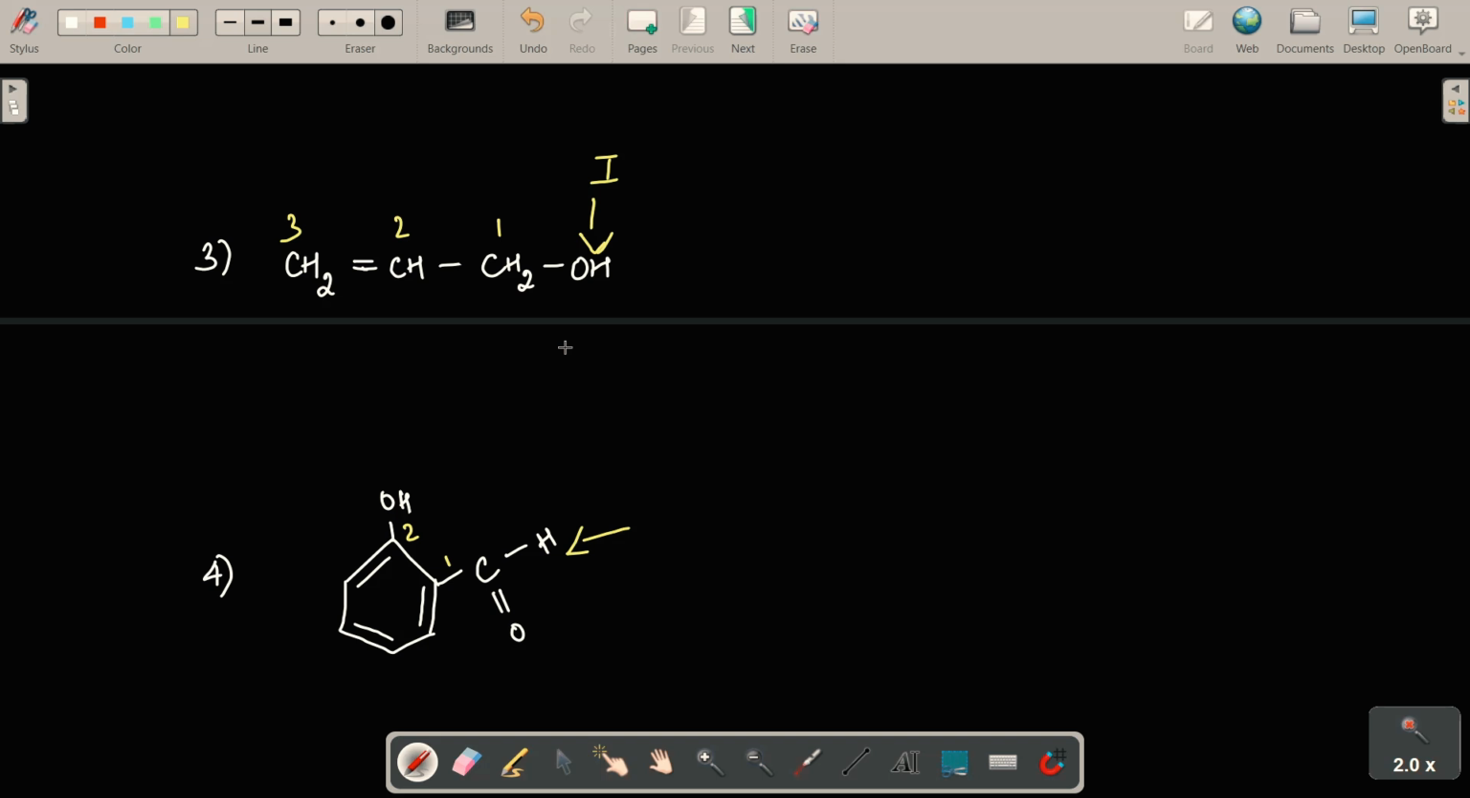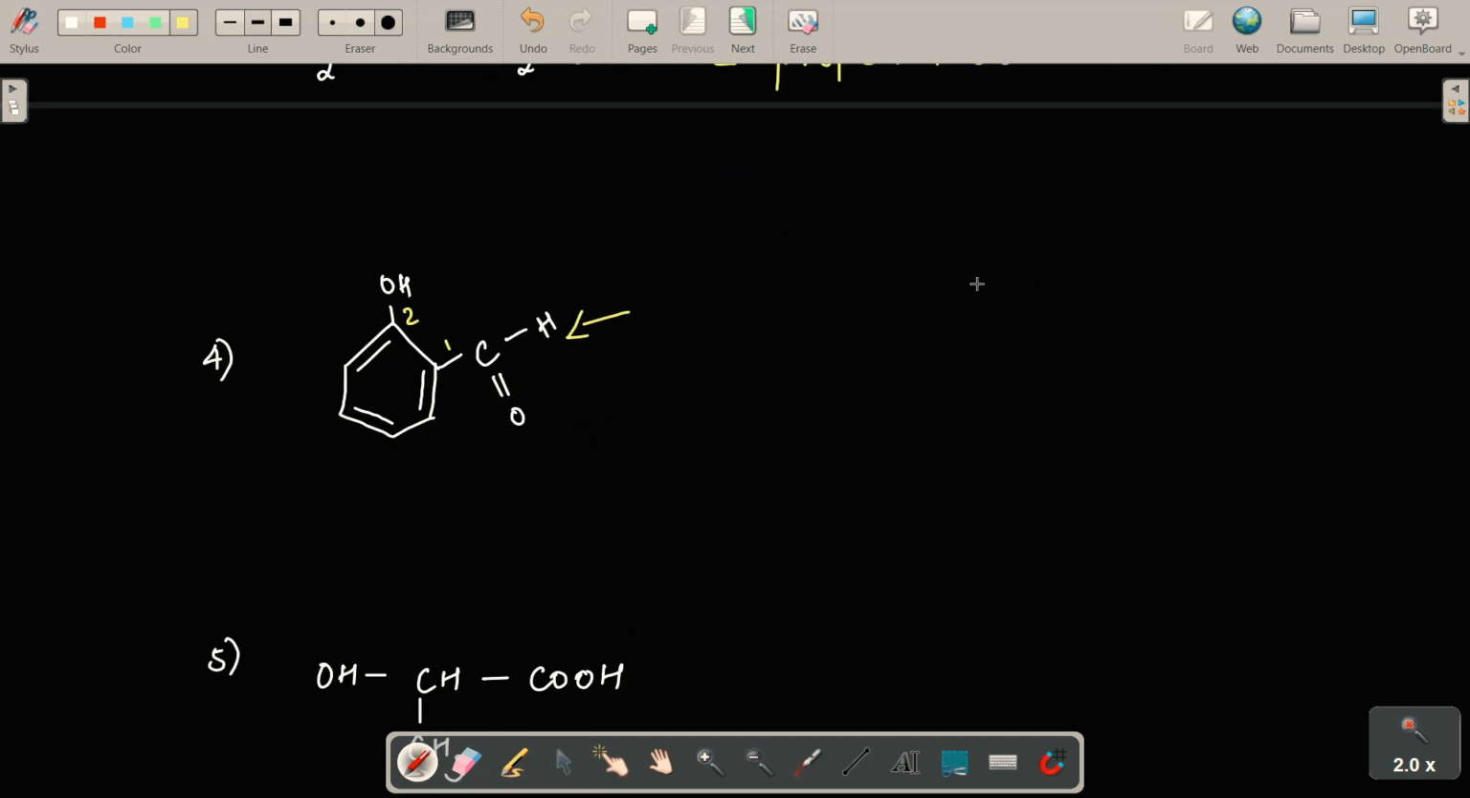In this one you have an OH group and a double bond. Obviously OH will come first in the priority list. So we have to start giving the numbering from here, 1, 2 and 3. So it is propanol, and in 2 position you have the double bond. So we have to write the name as 2-propen-1-ol. You can write it as 2-propenol, or you can give the numbering for the double bond, so 2-propen-1-ol. Both are right. Okay, now move on to the next one.